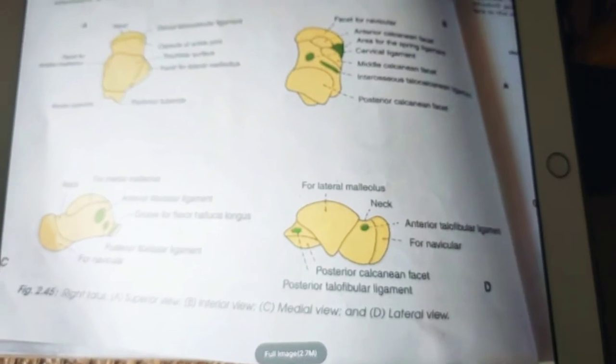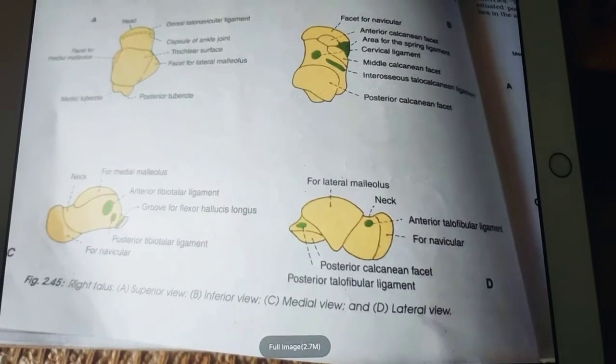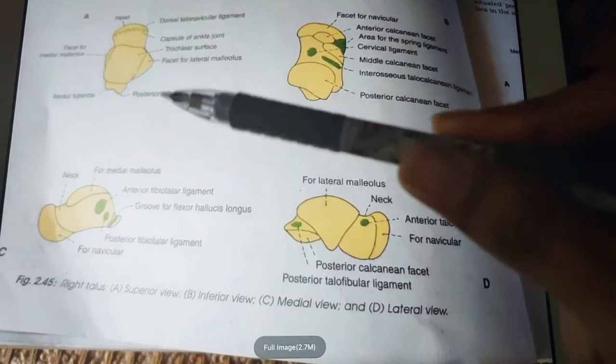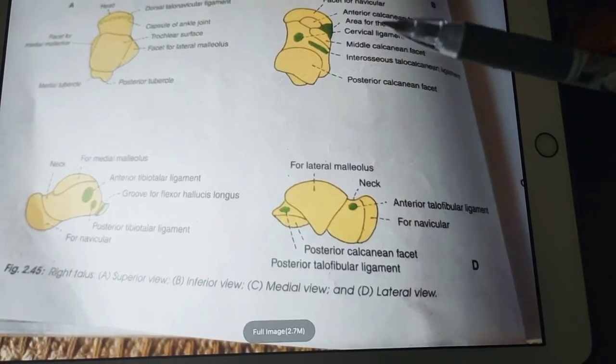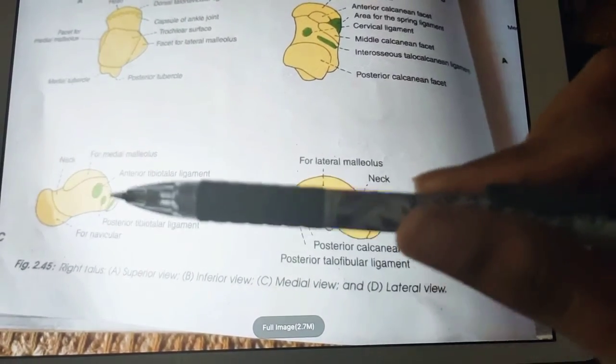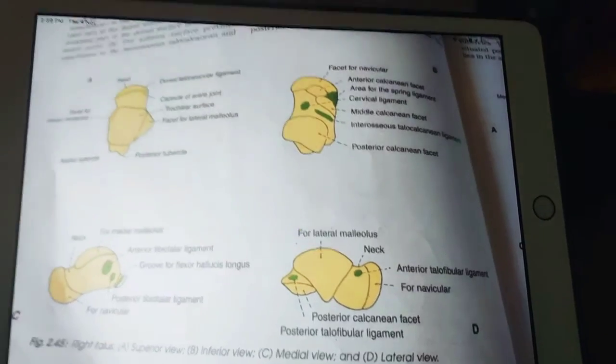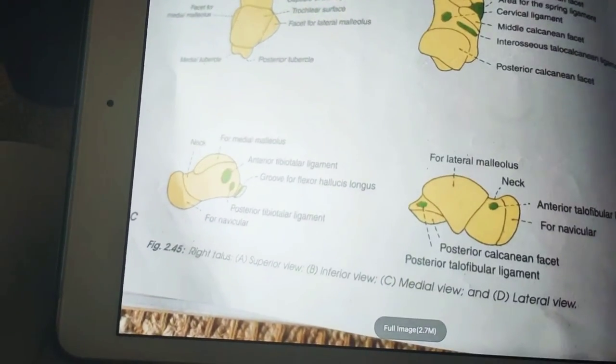If you see the talus from different surfaces, you can see here the first one is a superior view, the second one is an inferior view, this one is a medial view, and this one is a lateral view. So now let us start to understand this talus.